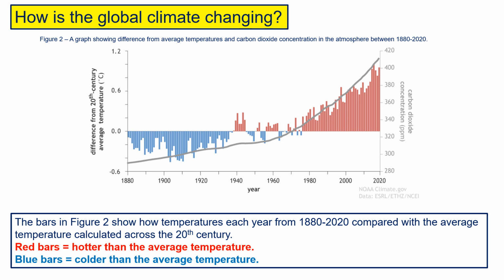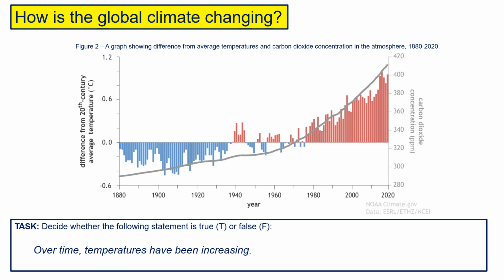So just looking at the graph, all the answers on the graph, just write down on your sheet if it's true or false a statement. Right, so over time temperatures have been increasing. True. Over time carbon dioxide concentration has decreased. False. The lowest temperature compared to the average was recorded in 1903. True. From 1880 to 1930, every year had temperatures that were below the average.